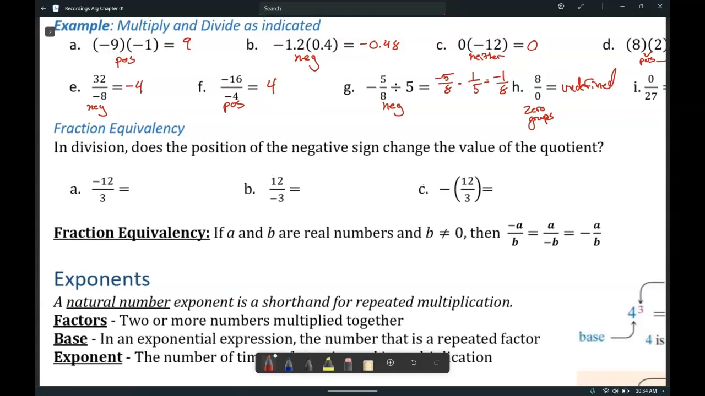Now this is a really important question that shows up a lot. It's called fraction equivalency. So what I want you to think about, in division, does the position of the negative sign change the value of the quotient?